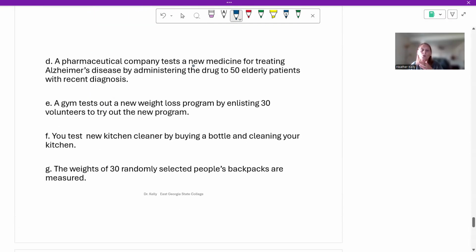Okay, a pharmaceutical company tests a new medicine for treating Alzheimer's disease by administering the drug to 50 elderly patients with recent diagnosis. Well, this is experimental because they've administered the drug to 50 of the elderly patients with recent diagnosis, but leave other patients for them to compare. The wording's not the greatest. Got to read a little bit between the lines. Experimental.